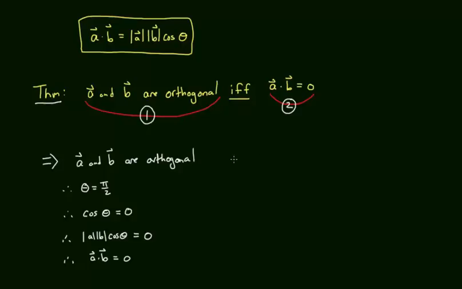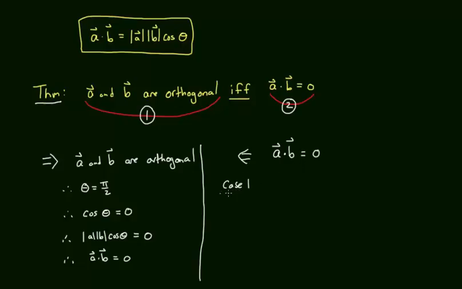So now the question is, and I'll put these arrows this way indicating its direction, we're going to start with 2 and see if we can conclude 1. Okay, here we go. So we're going to start off by assuming that A and B dot product is in fact equal to 0. Now there are two cases to consider.